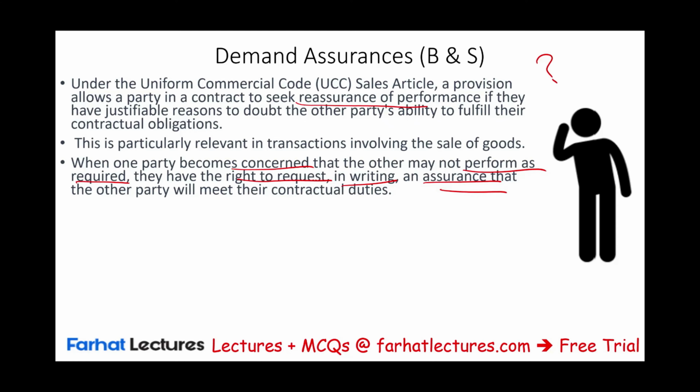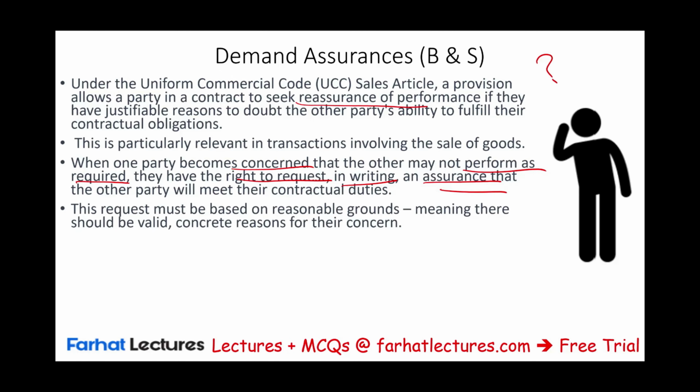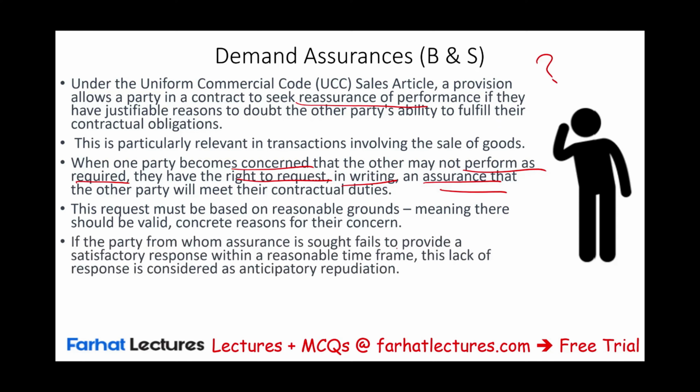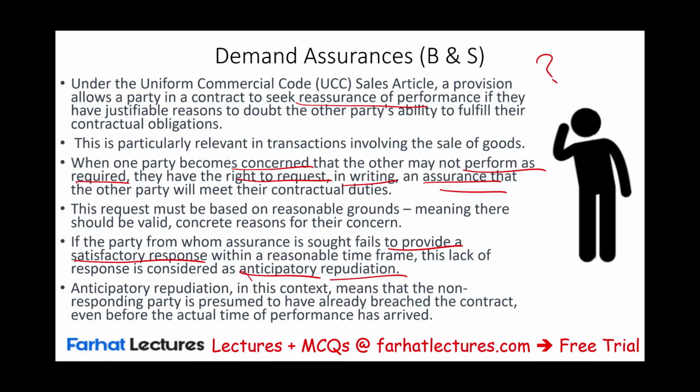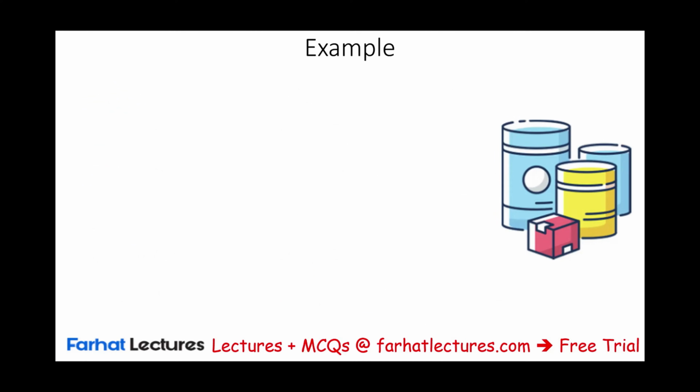However, this request has to be based on reasonable ground, meaning there should be some real reason for their concern. If the party from whom the assurance is sought fails to provide a satisfactory response, let's assume they kept dodging the question, they didn't want to answer, this lack of response is considered what? Anticipatory repudiation. It means they're getting ready to breach. In this context, the non-responding party is presumed to have already breached the contract even before the actual time of performance has arrived. Let's take a look at an example.